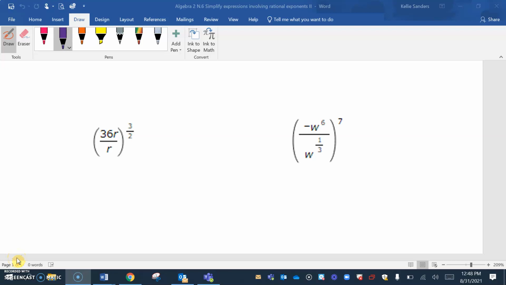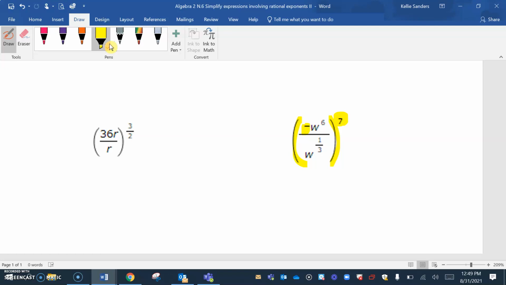Okay, on this next one, there's a couple of different ways that you could go about and do it, but we're just going to stick with what we have been doing. Now, this negative could stay negative or it could go to be a positive. And what determines that is what the exponent is outside of the parentheses.